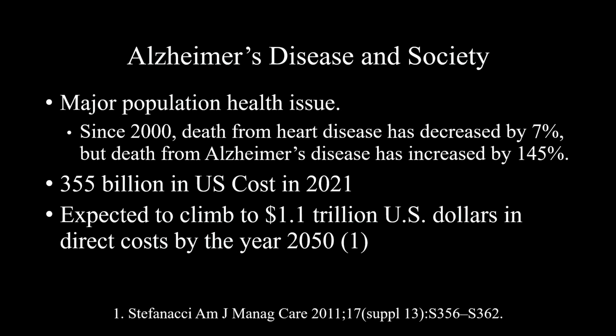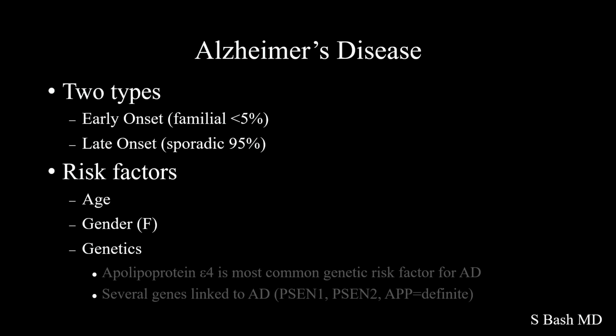While death from heart disease is actually going down, death from Alzheimer's disease with our aging population has increased by 145%. This posed about a $355 billion cost in the US in 2021, and it's expected to climb to $1.1 trillion by 2050. There are two different types of Alzheimer's disease. There's a familial early onset form, which is only about 5%, but the late onset form is what we're here to talk about today, the sporadic form, and that's 95%.